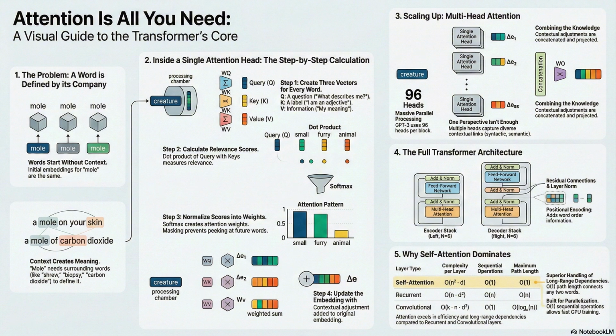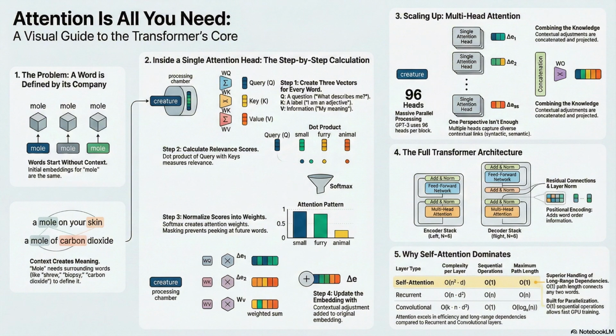And the way they're combined is surprisingly simple. Each of those 96 heads produces its own proposed update vector. All 96 of those proposed changes are just combined and then linearly transformed before being added to the original embedding. And that sum becomes the new, fully context-rich vector that gets passed on to the next layer of the network.